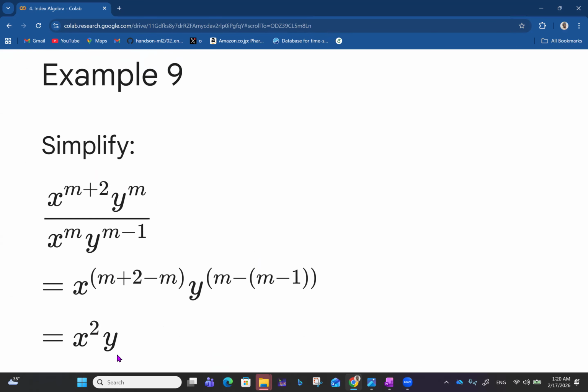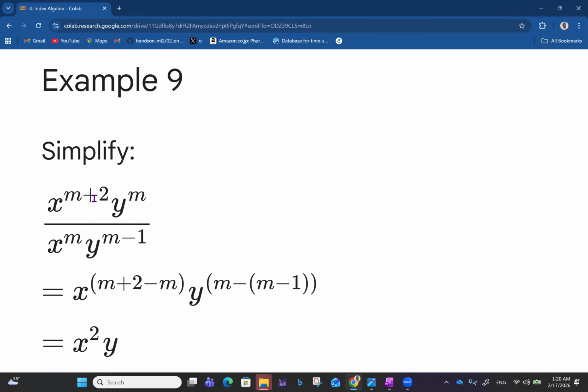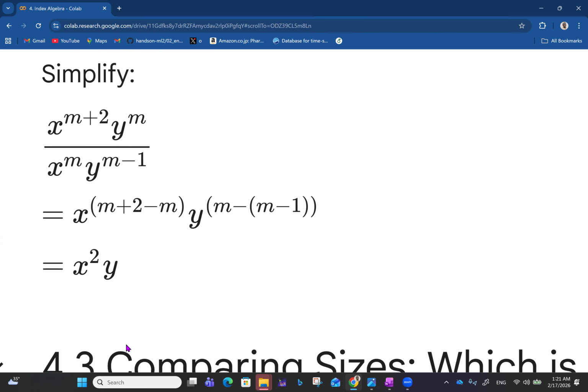Example 9, a similar thing can happen. We simplify x raised power m plus 2, y raised power m, all over x raised power m, y raised power m minus 1. We say x raised power m plus 2 minus m, because we are dividing. So m cancels m, and we have x raised power 2. Then y raised power m minus m minus 1, because we are dividing this. So we have y raised power m minus m plus 1, because minus and minus will be plus. The m cancels m, so we have 1. So this whole thing is x squared y.